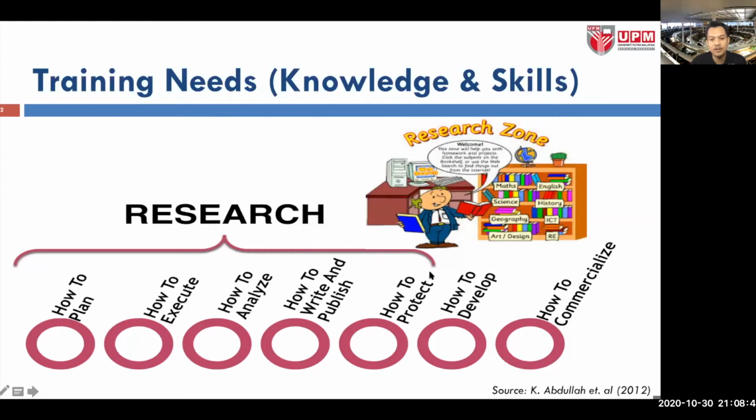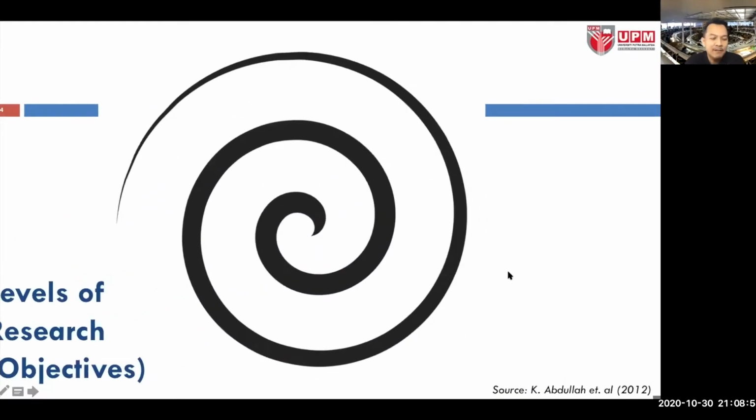This is on the innovation and commercialization subject. How to develop and how to commercialize is part of the research elements, right? Okay. The levels of research objective. We call this technique the spiral of knowledge.